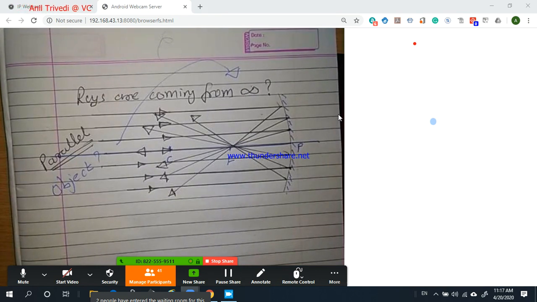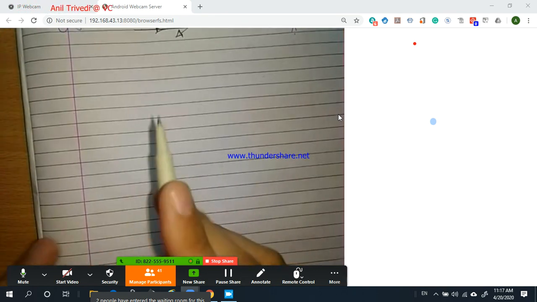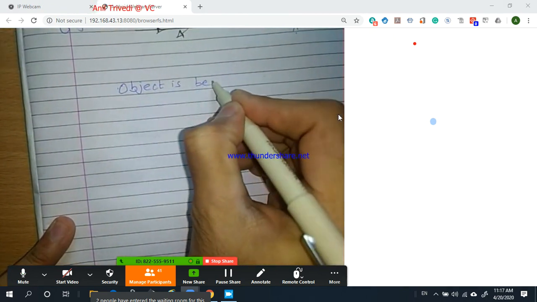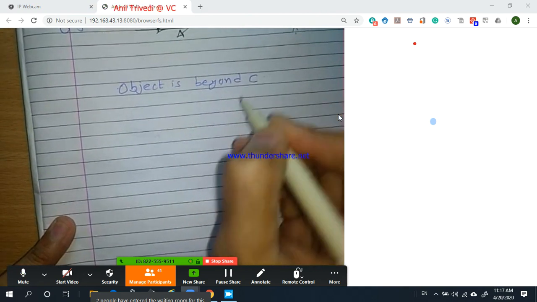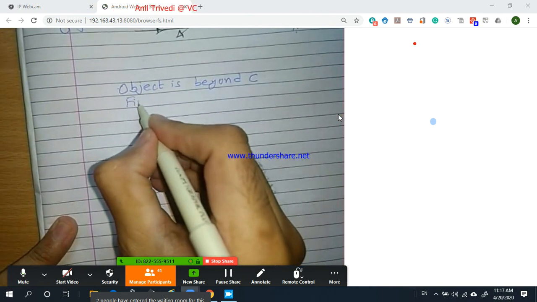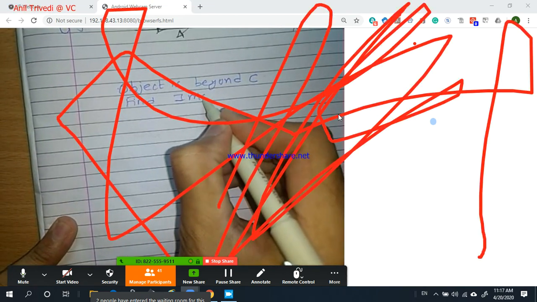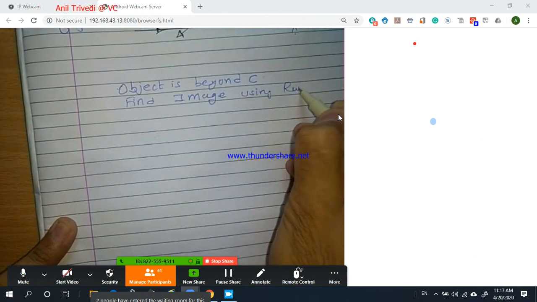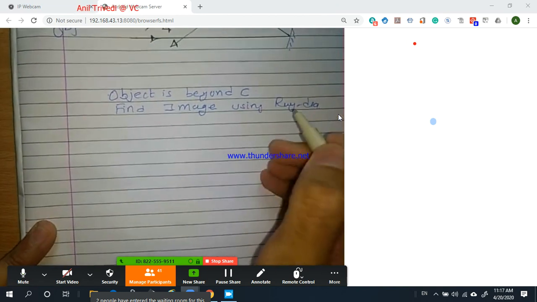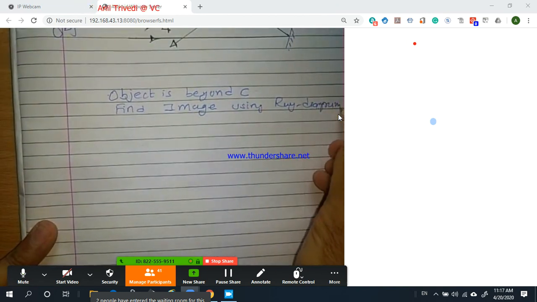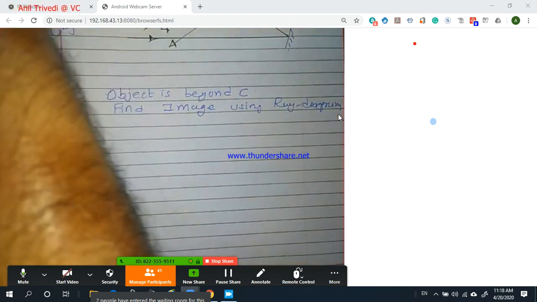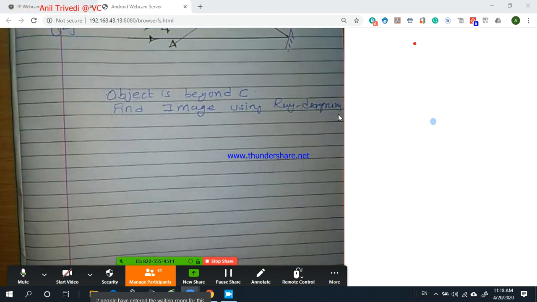So, a new version. Now the question is: object is beyond C. Find the image using a ray diagram. Are you clear with the question? Where is the object now? Beyond C. Okay, so as usual, now the world famous method.